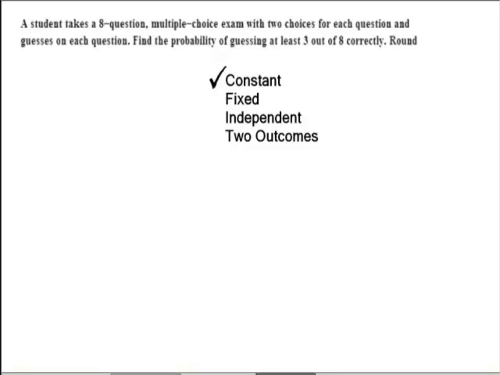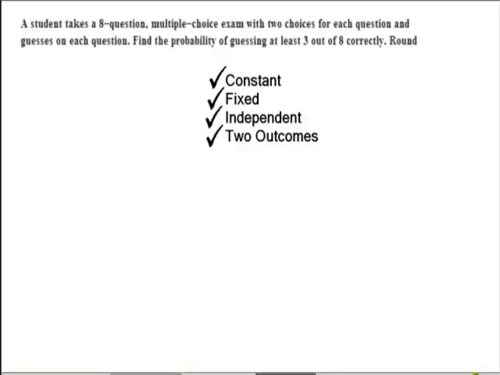There is a constant probability of getting each individual question correct, namely 50%. There are a fixed number of trials, that is to say there are 8 questions on this exam. The likelihood of getting any question correct is completely independent from getting any other question correct. And finally, there are 2 possible outcomes, namely the question is either correct or incorrect.